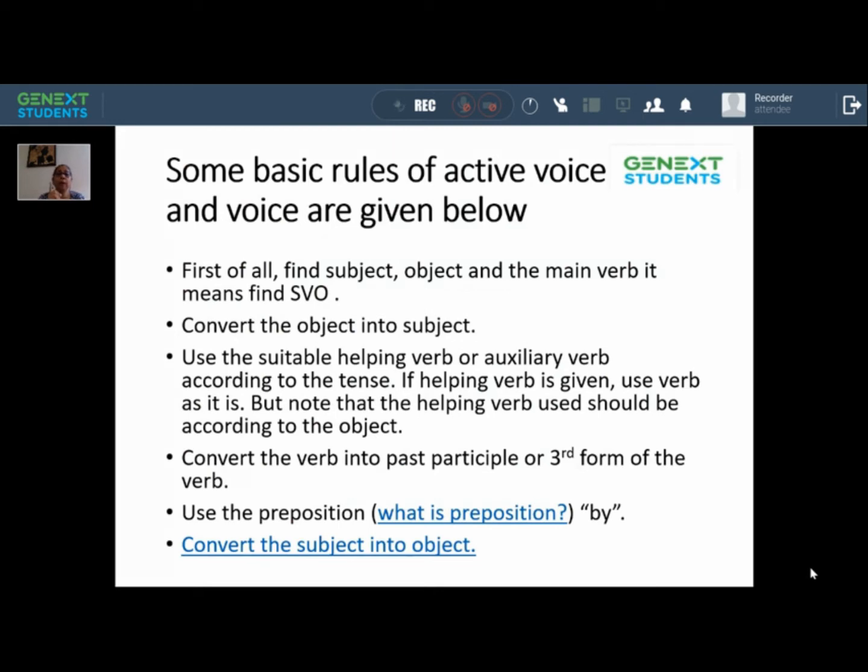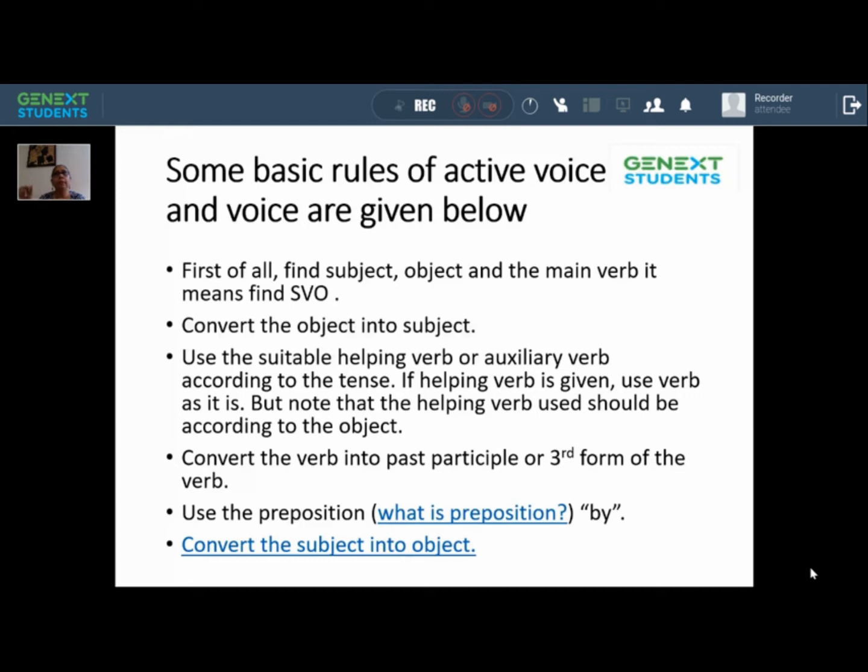Now, you have to always keep in mind that the helping verb used should be according to the object. Okay, so remember this. That is, if it is singular or plural, first person, second person, third person, accordingly you have to make use of the helping verb. Convert the verb into past participle or third form of the verb. So we have to convert that verb into past participle, or what we commonly call the third form of the verb.